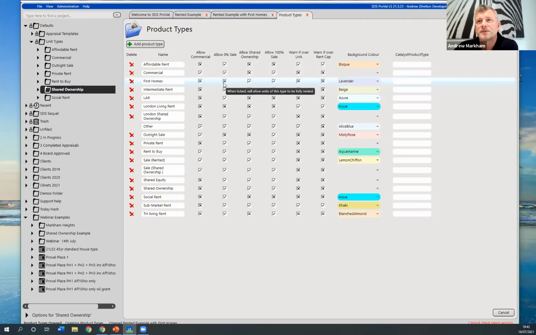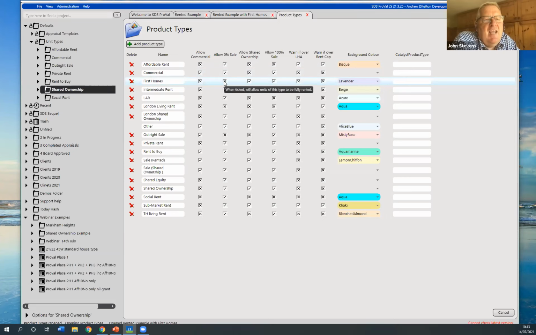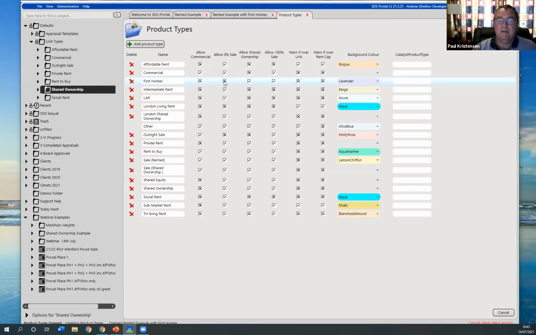I think it's worth explaining to people that "allow 0% sale", which is a head twist, is terminology we've used because it's the Dutch translation for one of our Dutch clients. In simple English terms it means: is this product a rented product, yes or no? We sell Proval in the Netherlands, and when they change the desktop to a Netherlandic language, the whole of Proval changes to suit.